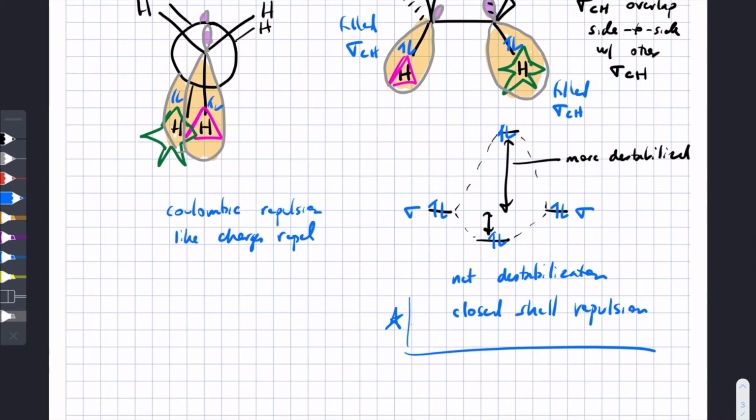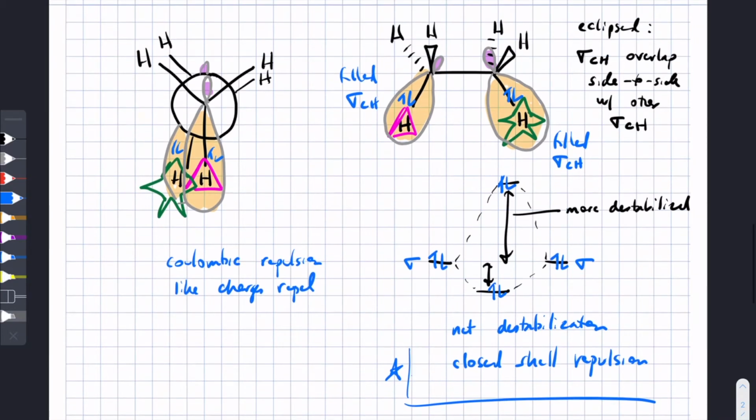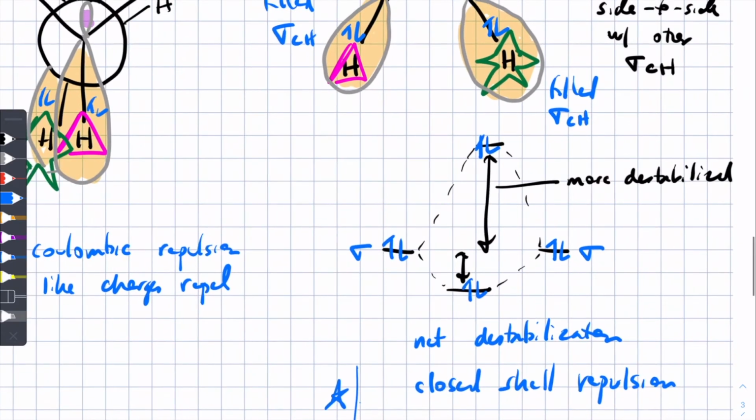So, are you saying that in the staggered conformation, the anti-sigma bond orbital is less destabilizing, like it's less high on the? Okay. No, that is a good question, and let me clarify what we're talking about here.